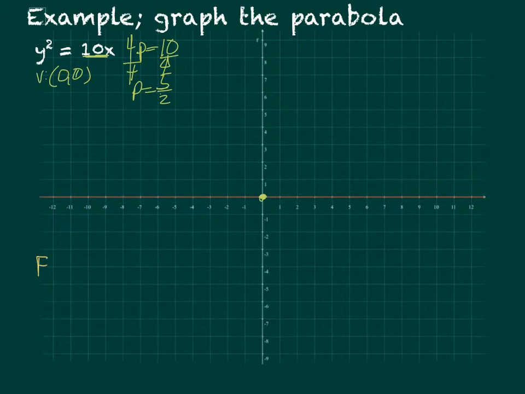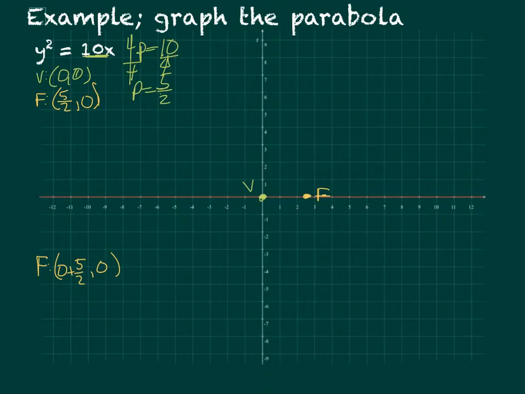My focus is going to equal, since my y is the squared term, that means my y is going to stay constant, and then my focus is going to be my h plus my p. So that's going to make my focus point 5 halves, 0. So I'm going to graph that point. So that's about right there. And that's my focus. And here's my vertex.